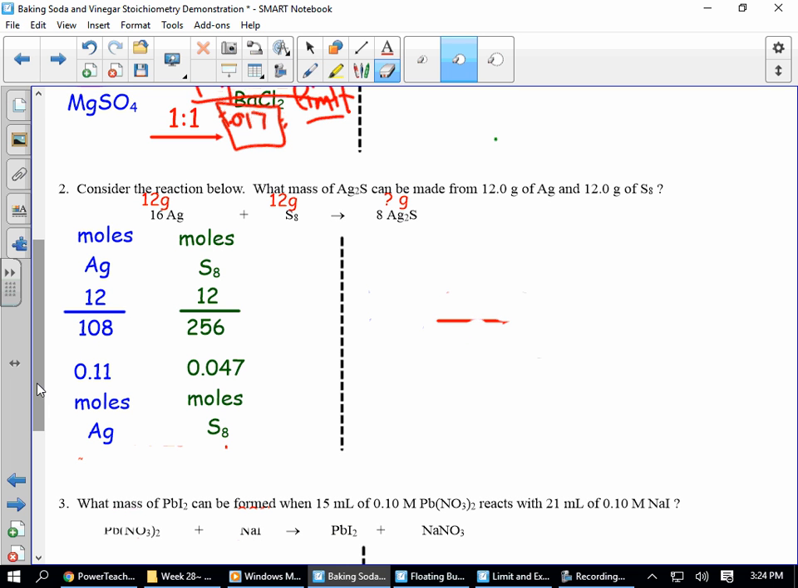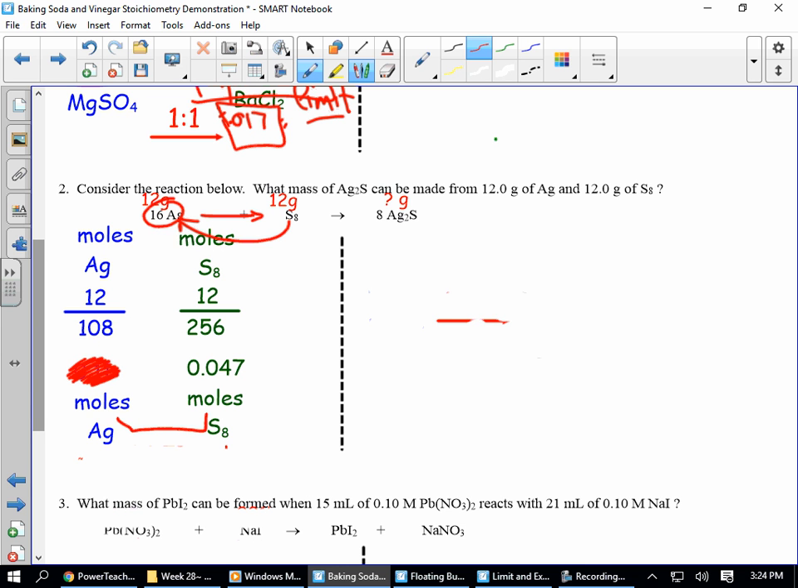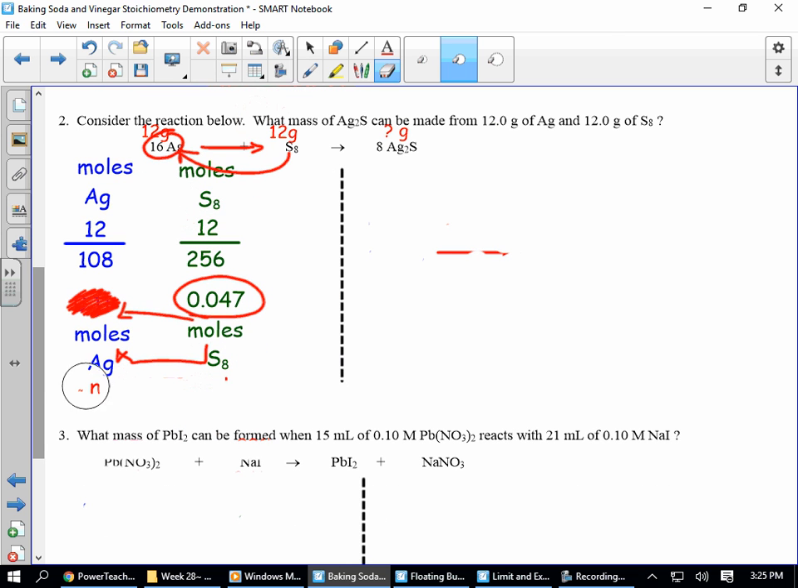You can cover up either way. You can do either one. I personally like to multiply. I like to say this is a 1 to 16 ratio, so I need 16 times the amount of this as I have of that. So I'm going to cover up this number, and I'm going to say this is a 1 to 16 ratio. So if I multiply this number by 16, do that in your calculator, what do you get? You should get 0.7 moles of silver.